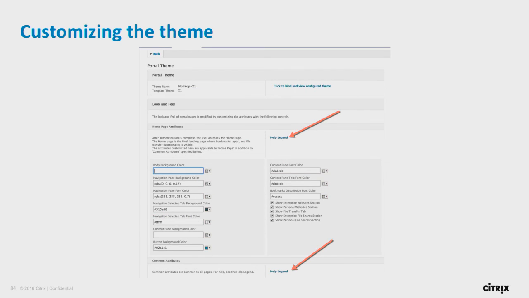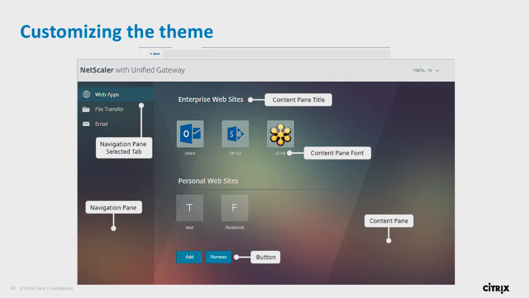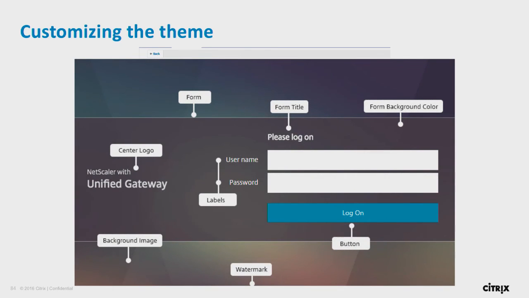Something that's really nice on 11 is that Citrix is now actually showing us what I'm changing when I change one of these fields. When you click on the new portal that you're creating, there is an icon that says Help Legend on both the attributes and the page attributes, and it shows you the screen that you get. If you're in doubt about what you're changing, just click on Help, and it will show you, okay, this is my navigation pane, this is my navigation pane select tab, and so on and so forth. It gives you a lot of information, a lot of help.